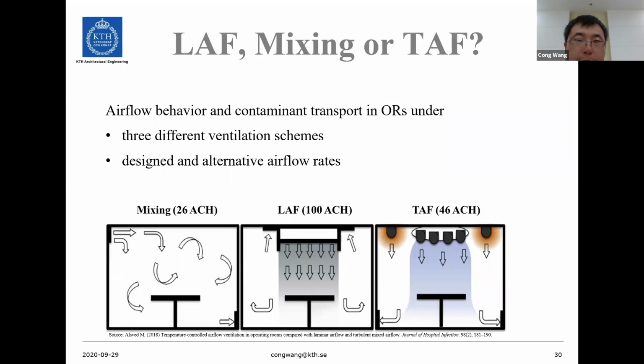In another study, we compared three ventilation schemes: the laminar flow ventilation, mixing ventilation, and temperature-controlled airflow ventilation. We investigated the airflow behavior and the contaminant transport under the three different ventilation schemes, and I designed an alternative airflow rate. So basically, for the mixing ventilation, the designed airflow rate is 26 air changes per hour. For the laminar flow ventilation, the designed airflow rate is 100 air changes per hour, and for the temperature-controlled airflow ventilation, the air change rate is 46.